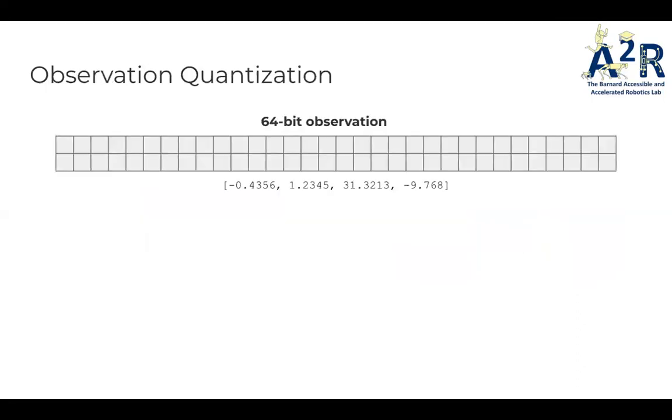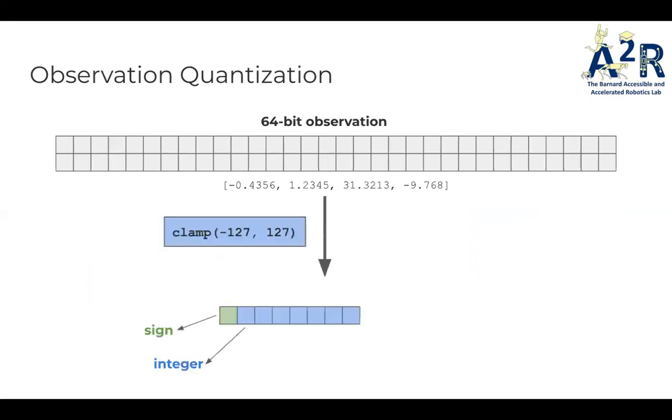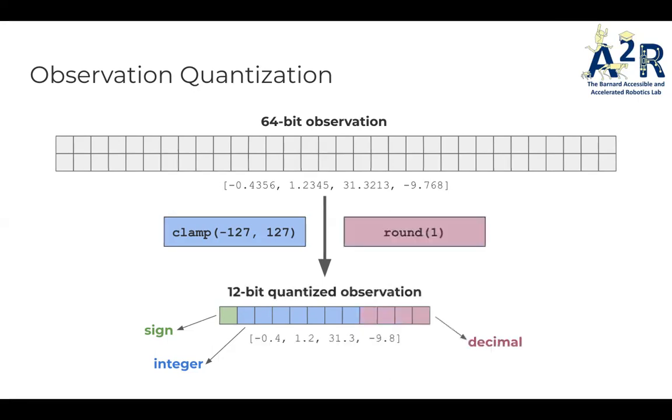Generally, in state-based or proprioceptive control, an observation is a vector of 64-bit floats representing the internal state or external forces acting on a robot. The first step in our quantization scheme is to apply a clamp operation, which takes as input a 64-bit float and clamps the output between two bounds. Just looking at the integer component returned, we see that we can quantize a clamp -127 to 127 operation into 8 bits, 1 for the sign and 7 for the positive integer component.